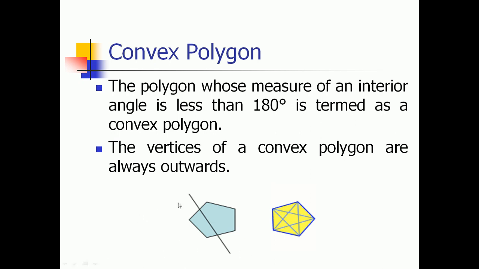Here in this figure you can see that these are convex polygons, where if you look towards all the vertices, all these vertices are going outward from the interior of that shape, and if you check the angles at each of these vertices, then none of the angles is greater than 180 degrees. That is how we can define the convex polygon.